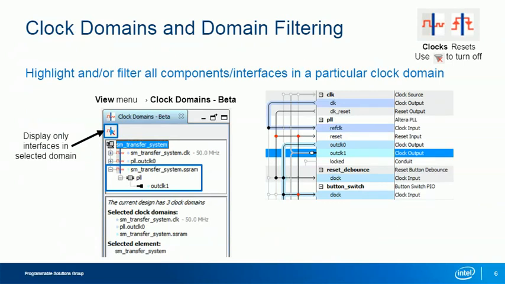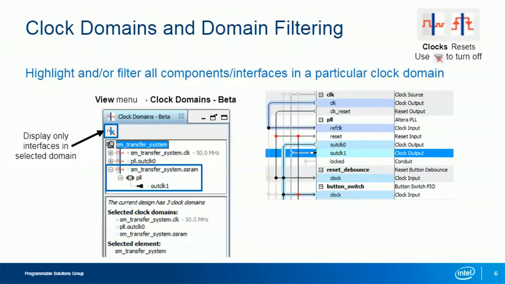To manage the different clock domains in your system, open the Clock Domains tab from the View menu. This tab displays clock domains as hierarchical regions, with each component and that component's interfaces in that clock region displayed underneath. By selecting a particular clock domain or multiple clock domains in the tab, the System Contents tab can be filtered, displaying only the components being clocked by the selected domains.